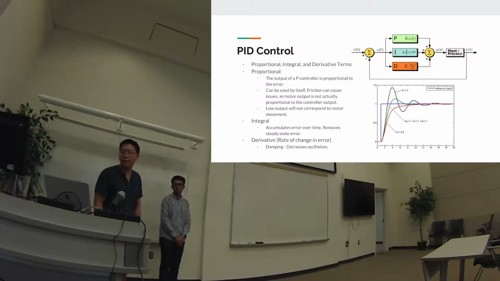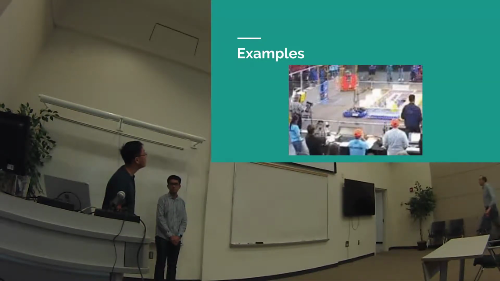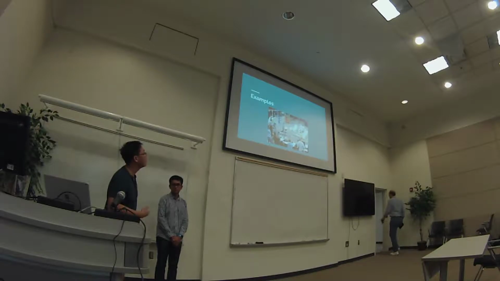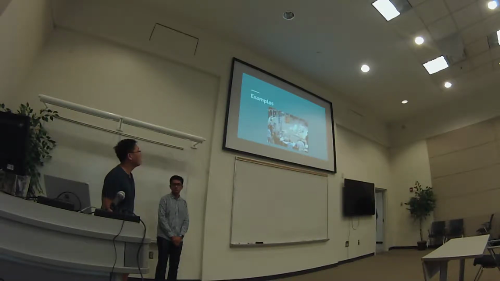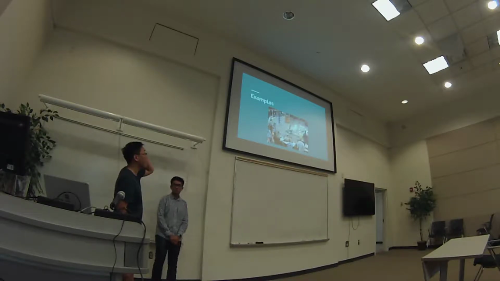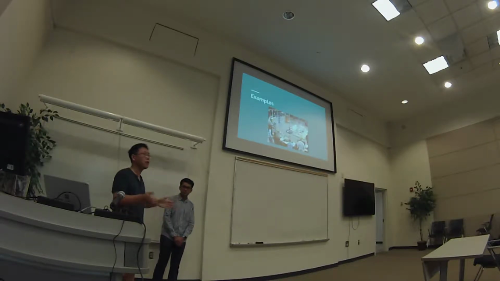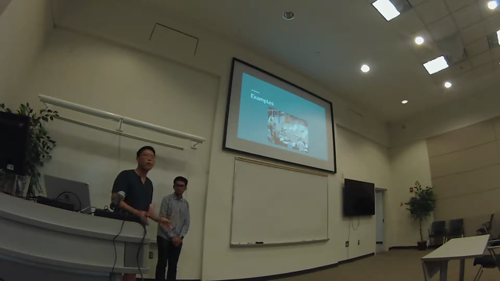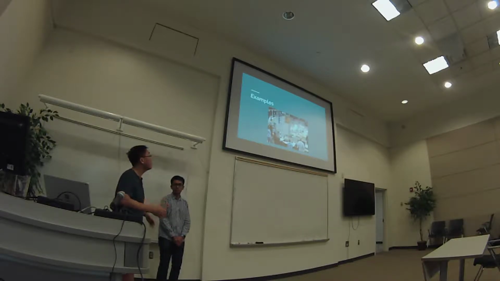So this is an example of a robot that's using a PID controller. You can see how they're using it on a lot of things. They're using it on their drivetrain. They seem to have a separate PID controller for rotating and a separate PID controller for moving back and forth. And then probably a PID controller for their elevator as well.